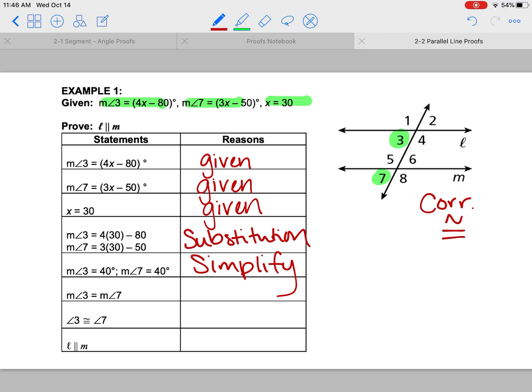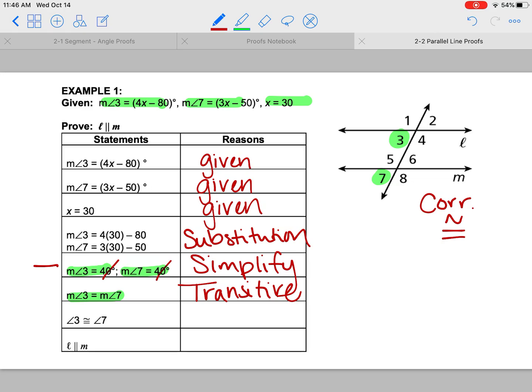That's always simplifying. Now, looking at this step here that I just put a line beside compared to the next step down, we can see that they got rid of their 40s. Well, that is your transitive property. Remember, to have the transitive property, you have to have 3 statements. Step 1 is here, step 2, and that leads us to step 3, because if 3 and 7 both equal 40, we don't need the 40s. We now know that they are congruent or equal to each other. And so that is your transitive property.